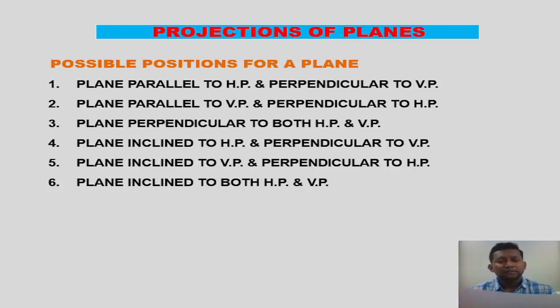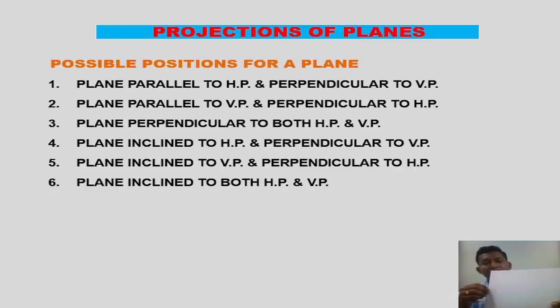And the fifth position is plane inclined to the vertical plane and perpendicular to the horizontal plane. So this is actually parallel to VP. Now this is inclined to VP, and with respect to HP, it is perpendicular. When the plane is inclined to VP, in the initial position, like I already mentioned, when a plane is inclined to one particular plane, we cannot solve it with one front view and one top view.